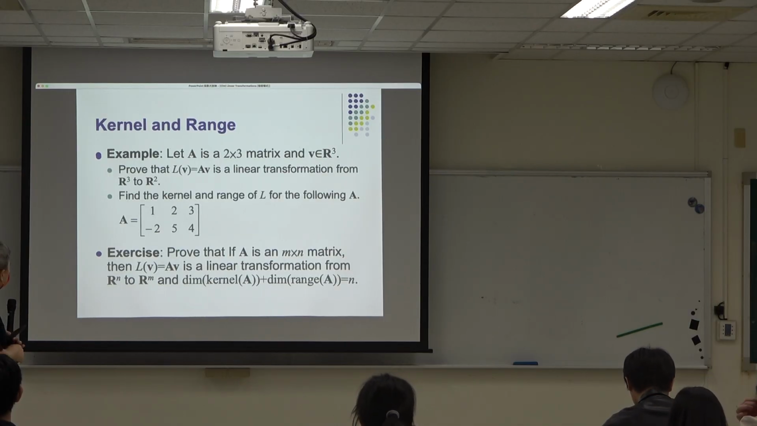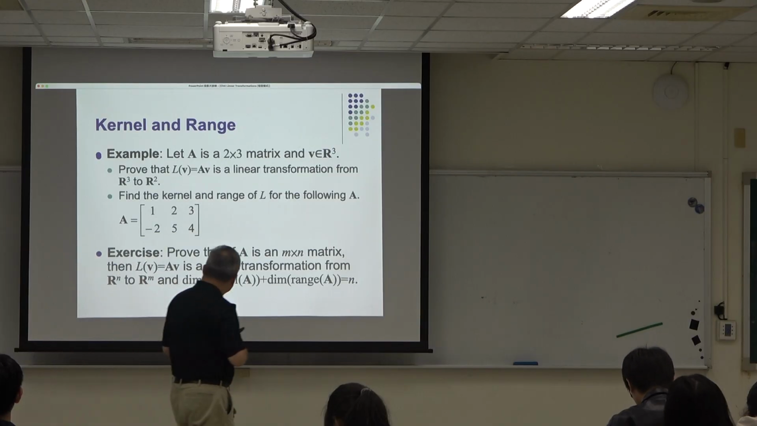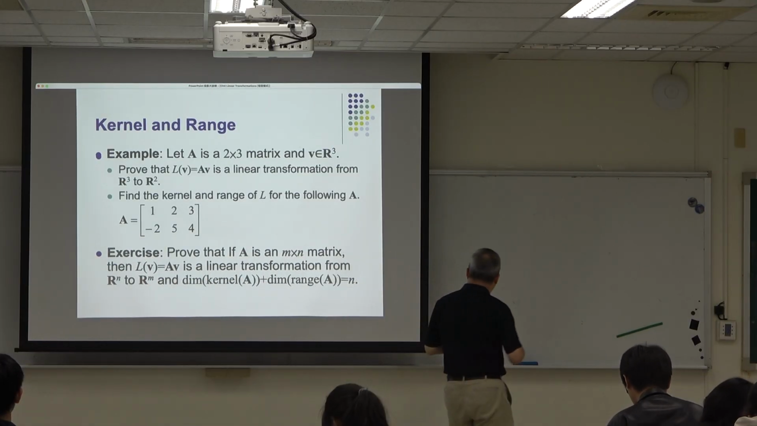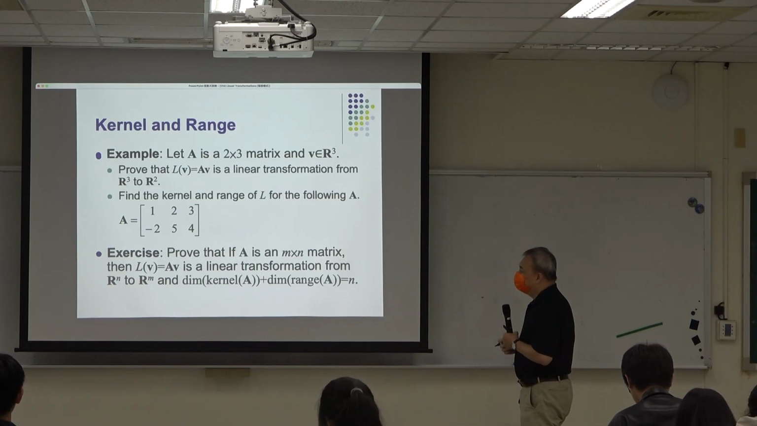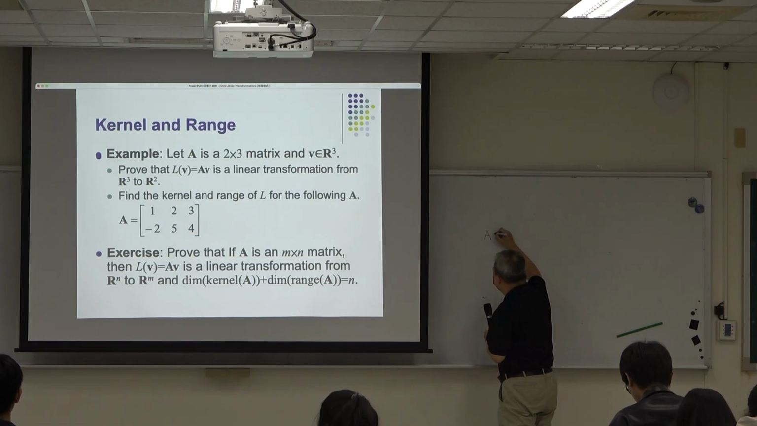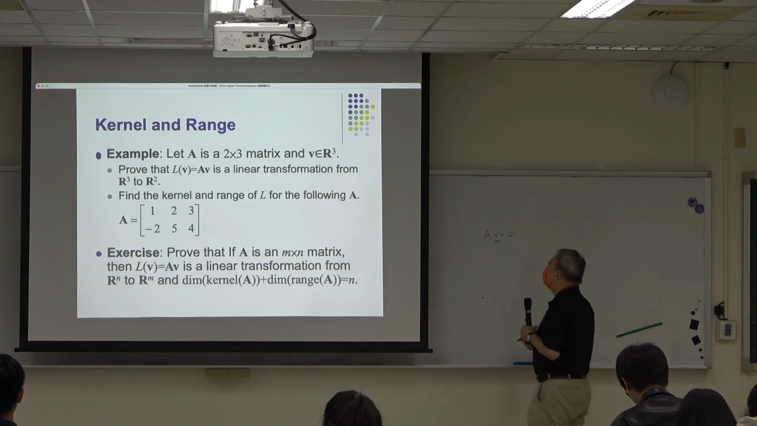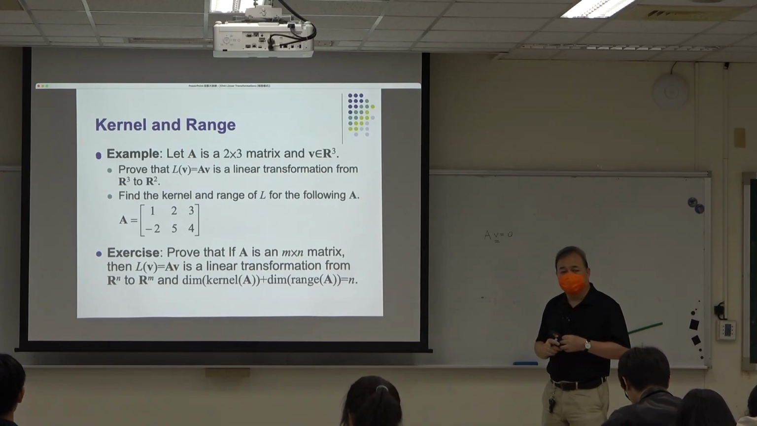Then once we know that L(v) equals Av is a linear transformation, we can talk about the kernel and range, right? So for this particular A, what is the kernel? Kernel means Av equals 0, or the solution for v, right?